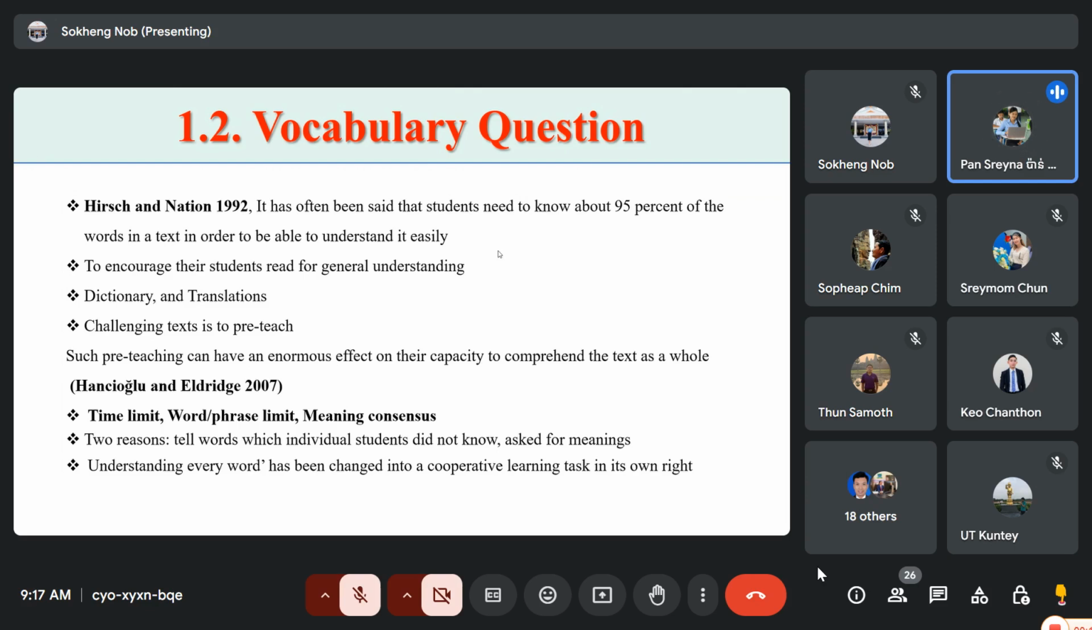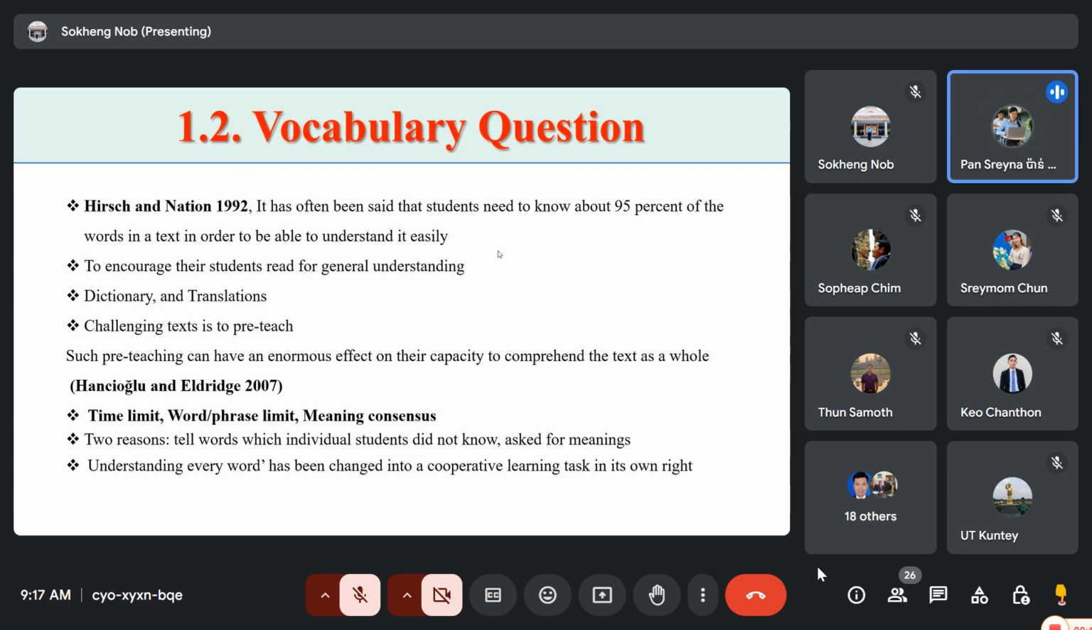But another thing, some teachers, when the student has a problem with the vocabulary, do not allow the student to take the dictionary. They ask the student to read again and again until they understand. So sometimes the first sentence comes with one difficult vocabulary, and the answer may appear in the second or the third sentence. This is what I have gained from other teachers. And the vocabulary question is to encourage the student to read for general understanding.